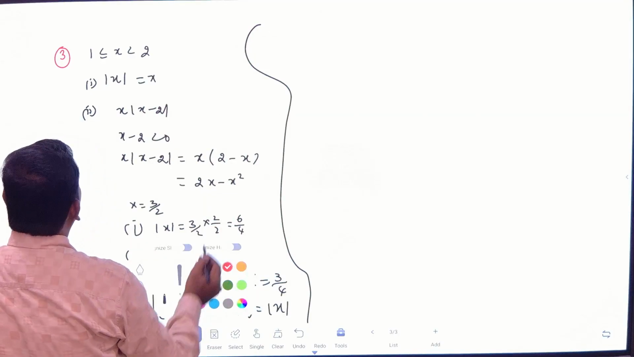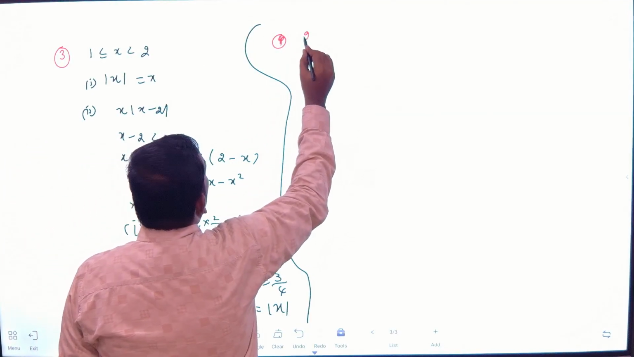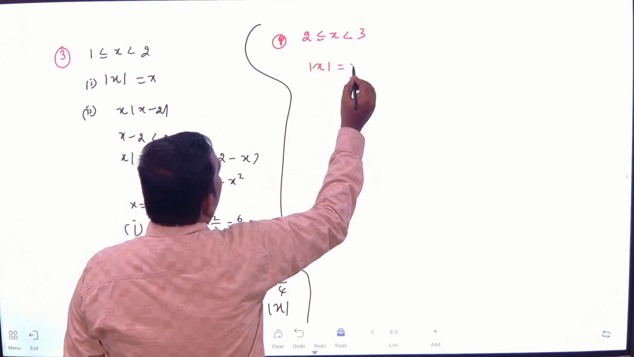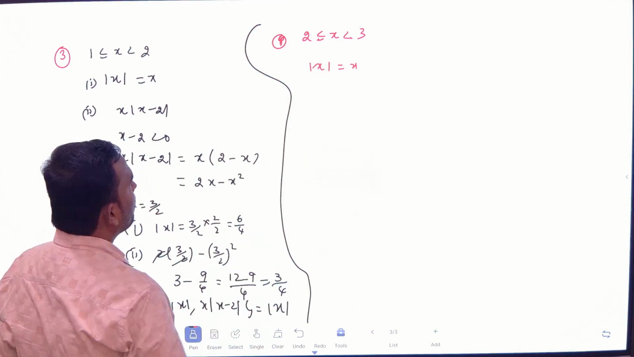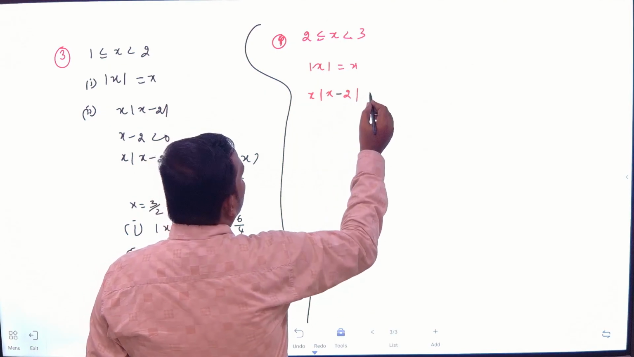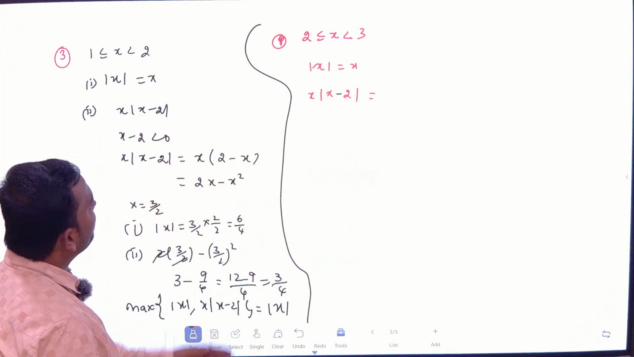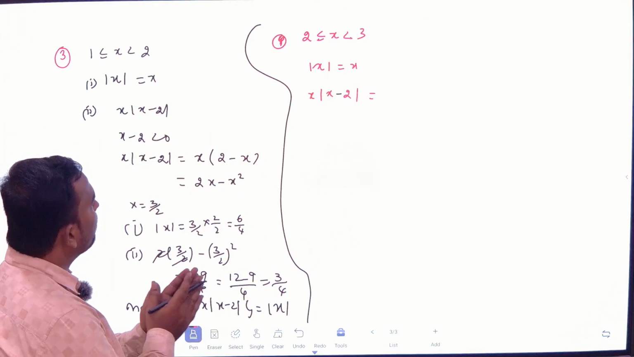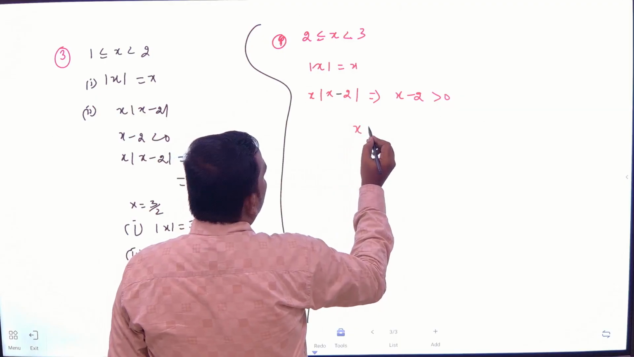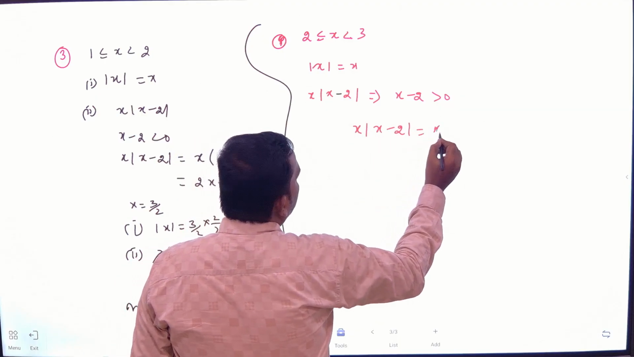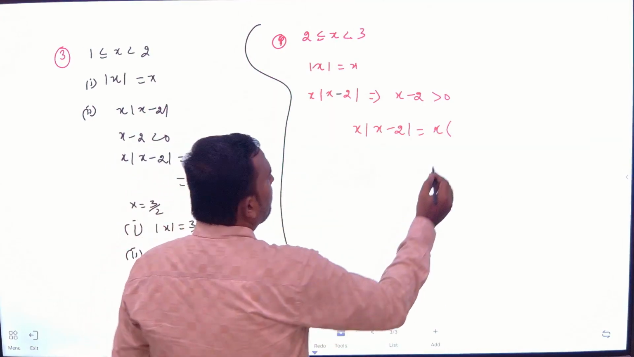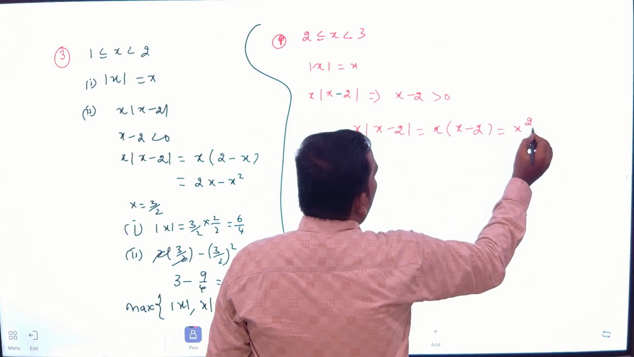Next case is the fourth one, you have to check 2 to 3. In this interval, mod x is definitely x, because x is positive, right? Then the second function is x into mod x minus 2. You can add minus 2 on both sides, definitely it is 0 to 1. So definitely positive. So here x minus 2 is greater than 0. Then x into mod x minus 2, how to write? If x minus 2 is positive, mod x minus 2 is x minus 2 only, right? Therefore x square minus 2x.